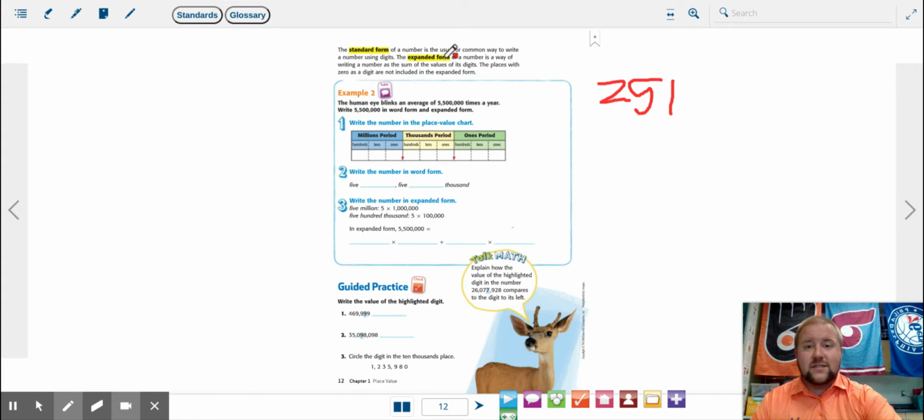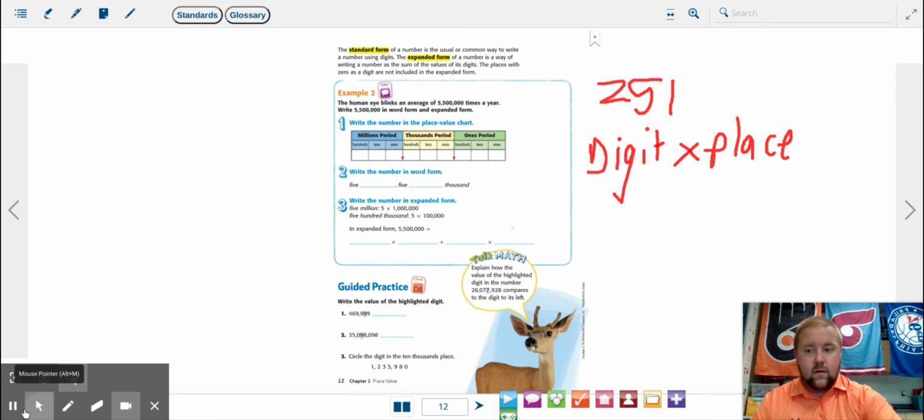When we talk about expanded form, that's when we start talking about the digit and the place that we need to know. So the digit times the place for expanded form. So I'm going to write that down. I'm going to say digit times place. That's how I always remember the expanded form formula there. Okay, so we did the digit times place right there for expanded form.